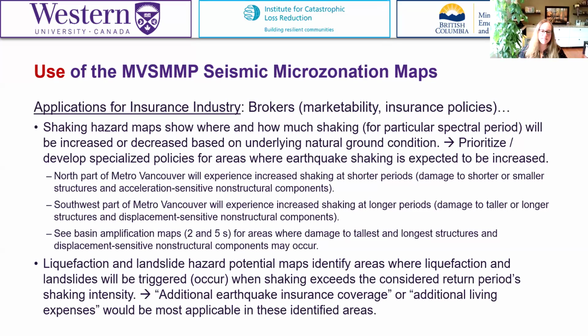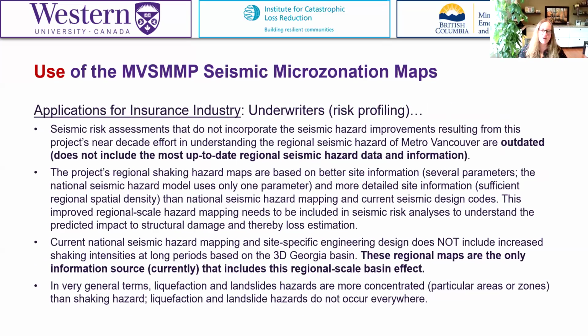And then last but not least are the liquefaction and landslide hazard potential maps. They tell us where it happens; it doesn't happen everywhere. It's concentrated. And so it's in those areas that we might want to be selling additional earthquake insurance coverage or additional living expenses, for where the shaking and liquefaction and/or landslide hazard will be together.